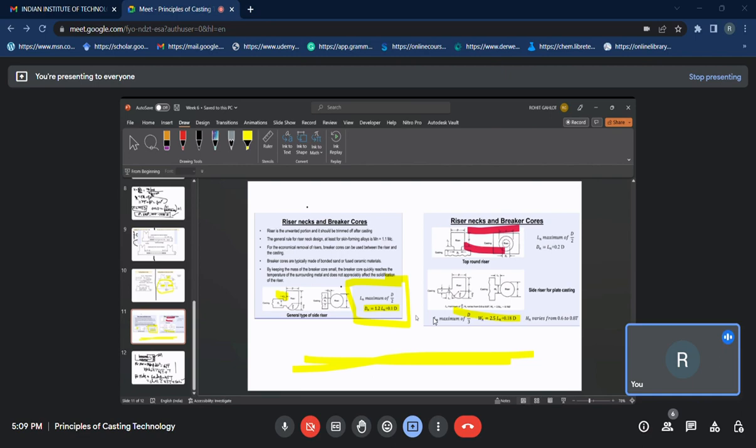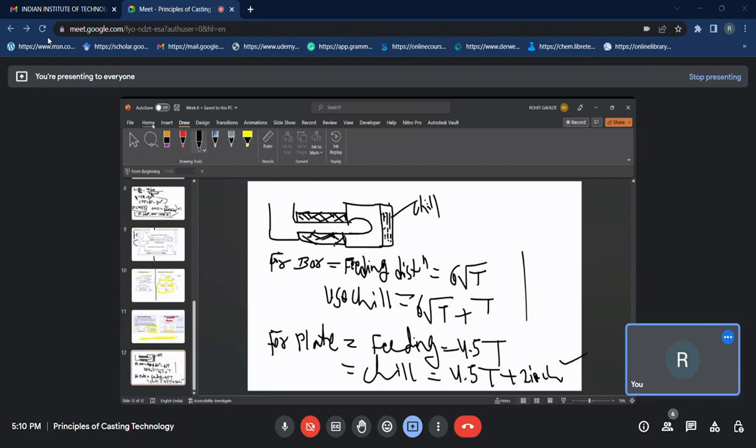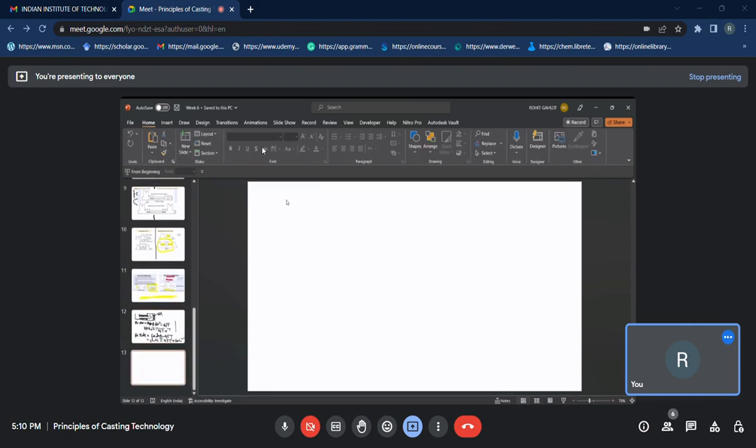There is one more term, which is known as feeding aids. These are provided to feed for a longer time. This is different from the riser: a riser remains liquid for a longer time, but here feeding aids are used for keeping the riser liquid for more time. I will just briefly introduce this term. So this is your feeding aids.